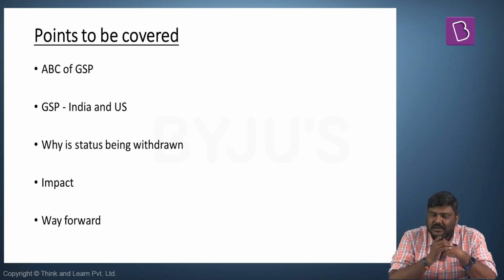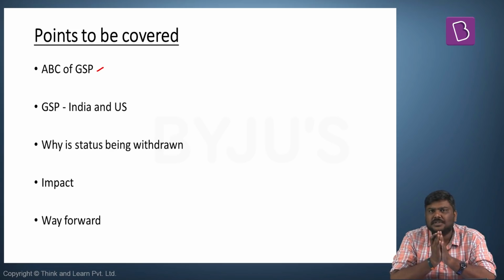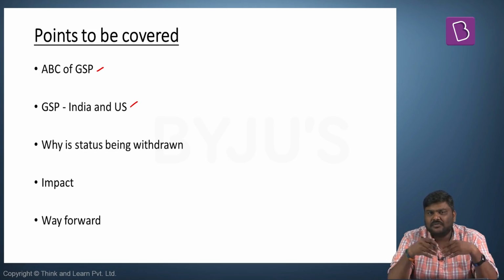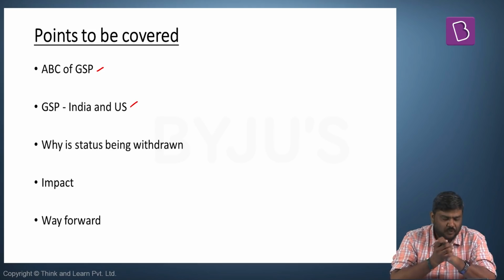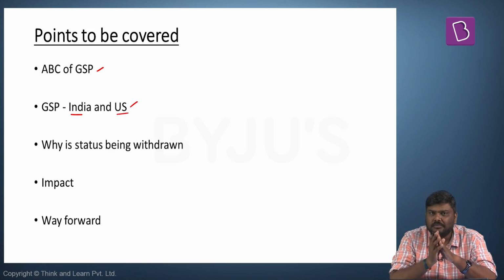The points that I'll be discussing in this video will be: one, we'll understand the basic concepts or the introduction to the concept of a GSP. Then we'll have a look at how the evolution has happened between India and US GSP. I'm focusing on the GSP between India and US for a simple reason. Right now, please remember this: the GSP status to India has been given by multiple developed economies. There are more than 20 countries which have given the GSP status to India. USA is one of them.